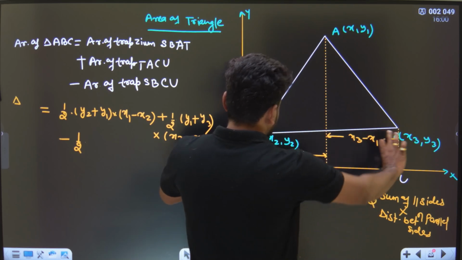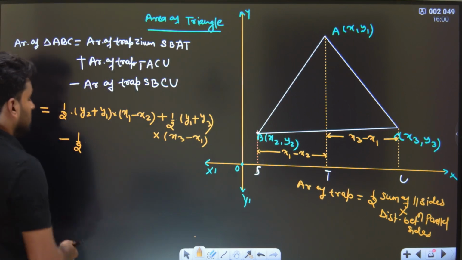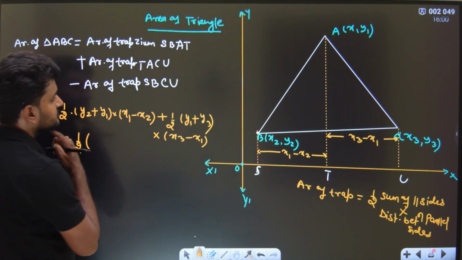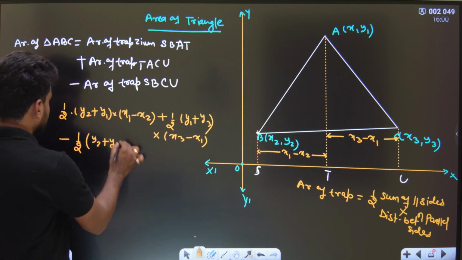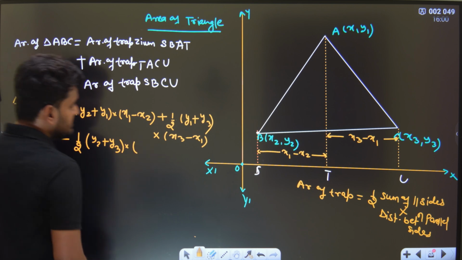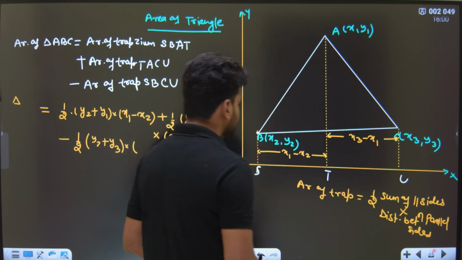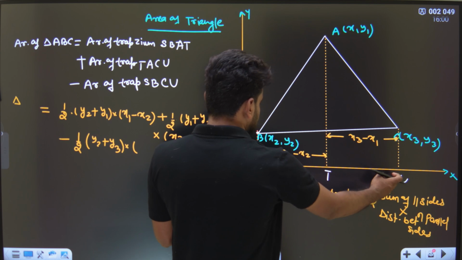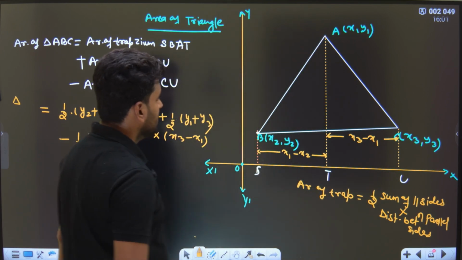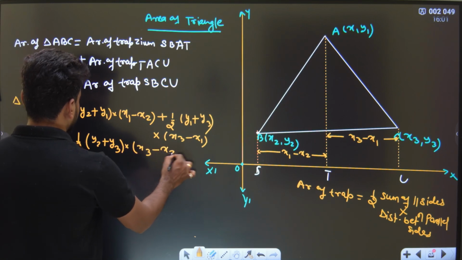You can see here is the y2 and here is the y3. Now it is y2 plus y3 into the distance between them. What is the distance between them? We have to find SU. The complete distance is x3 and this is our x2. So I will write x3 minus x2.